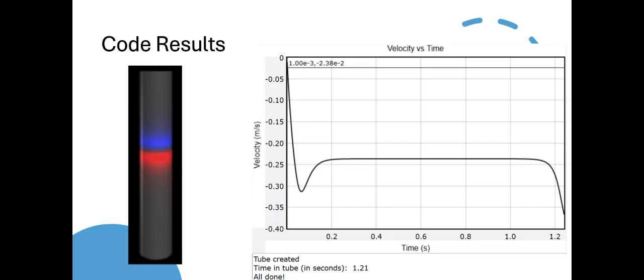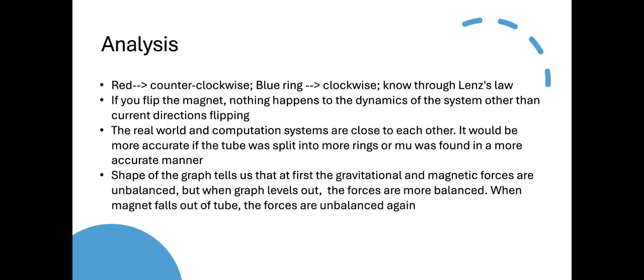In the picture, you can see the directions of the currents as the magnet falls down, and then the graph shows the big dip, and then it flattens out, and then there's another big dip. So the analysis is that red was it going counterclockwise, and the blue ring was it going clockwise, and we know this through Lenz's law.